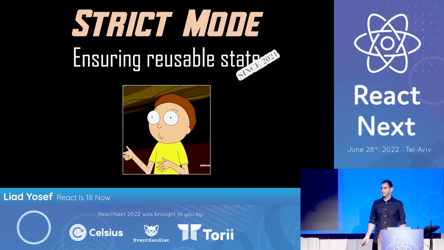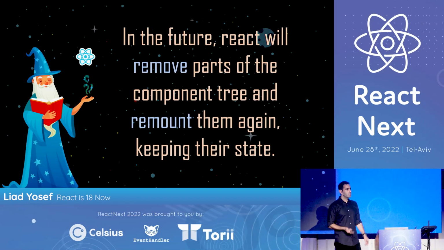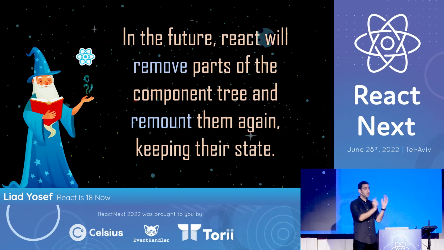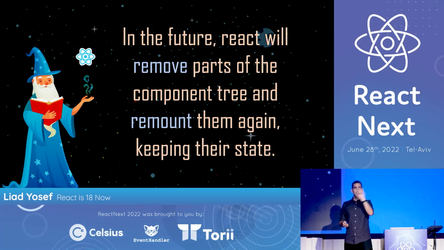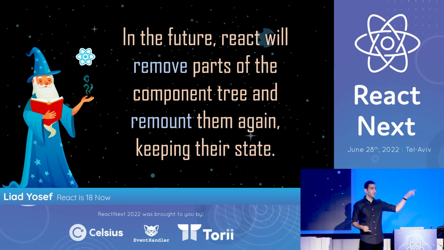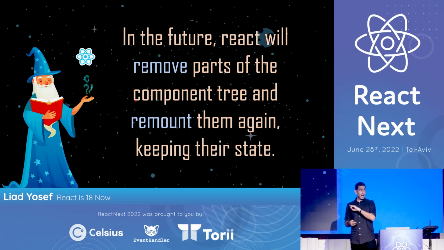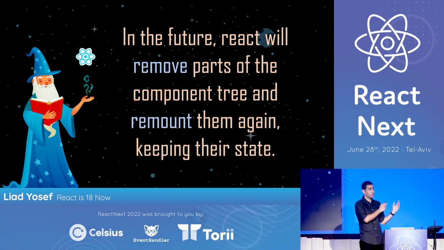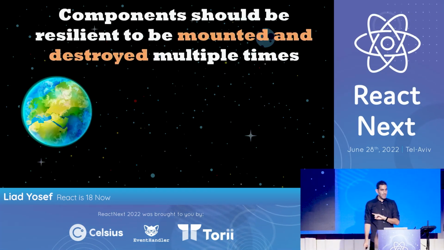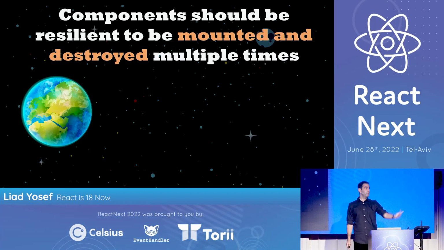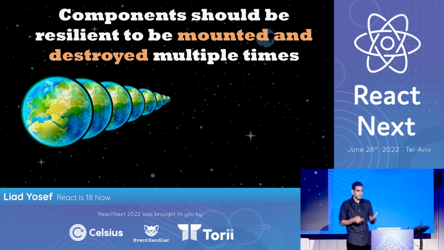And you might ask yourself, okay, what does it mean? Why does it do that? Because in the future, React will have the possibility to remove part of the component tree and then remount them again using the same state. Just think about tab switches when you want to move between tabs in your application. You don't want to re-render and reset the state of every tab all the time. React can, in the future, unmount the previous tab, and then when you go back to it, it will remount it and use the same state that was before. So for that, the components should be resilient to being mounted, remounted and destroyed, and this is what strict mode is going to protect us from.